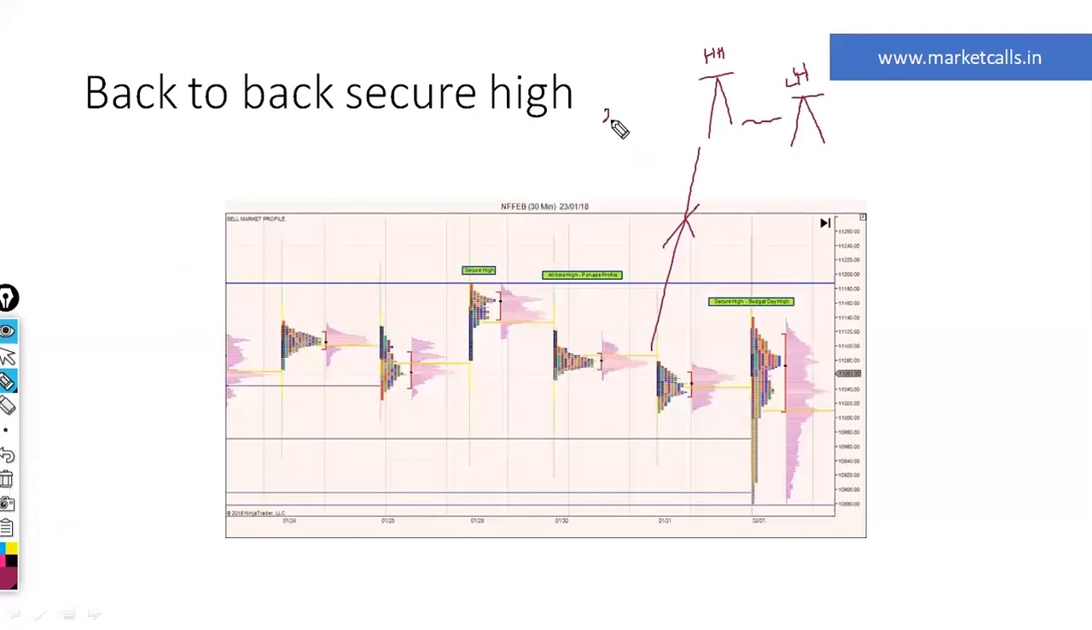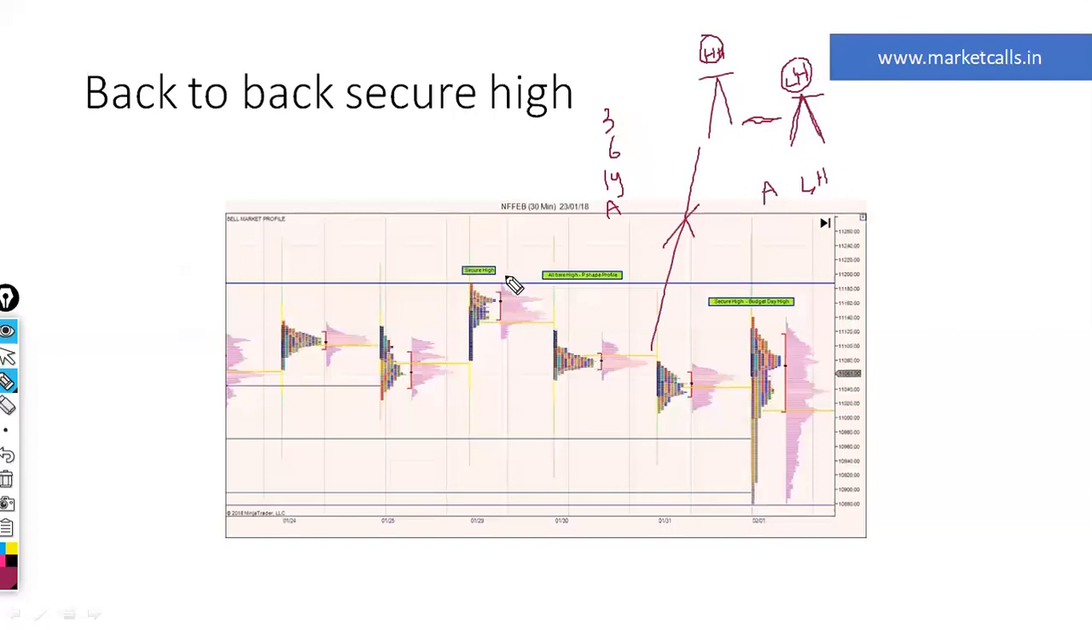It can be a 3-month high, a 6-month high, a 1-year high, or an all-time high, where once that higher high is established, some activity happens, and one more lower high is established over there. These two, the higher high and the lower high, should not come at a particular period. That is, it should not come in the first half an hour, and it should not happen in the last 1 hour either. In that case, we call that a back-to-back secure high.